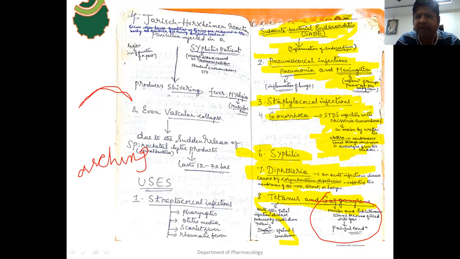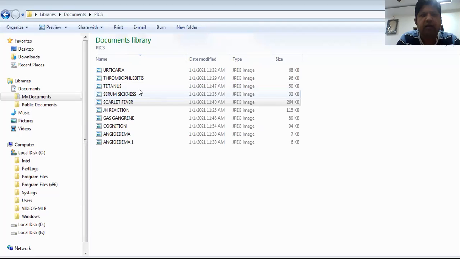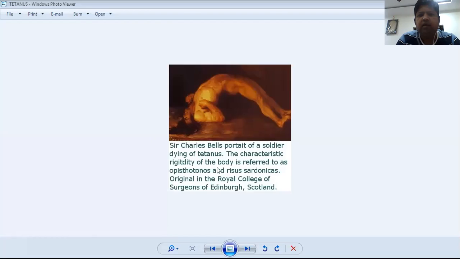I think I have a picture of this gas gangrene. Let me just share the screen. Let me show you both. First, you can see this is tetanus. This is the problem with tetanus. You can see the body is completely arched. The entire body is bent like an arch.